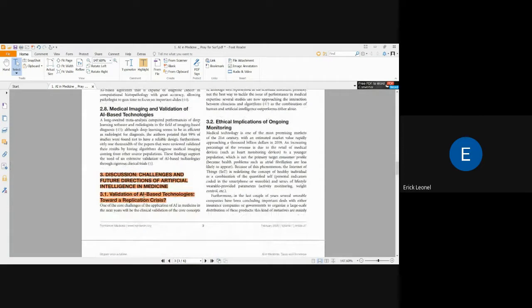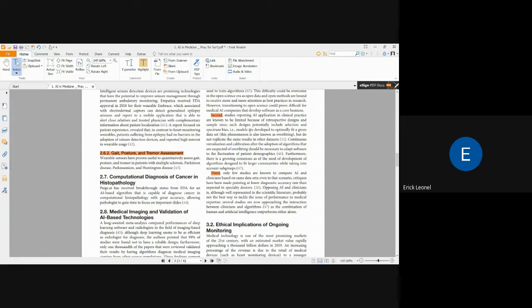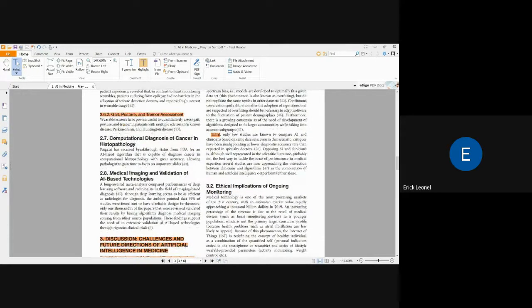Now we are going to talk about the challenges and future directions of AI in medicine. Although many studies have already shown the utility of AI, we mention three limitations as well as possible ways to overcome them. First of all, most of the studies comparing the efficiency of AI versus clinicians are found to be unreliable. This could be overcome in the open science era, as data and methods are bound to receive more and more attention as best practice in research. Second, AI application in clinical practice is known to be limited. With this in mind, continuous re-evaluation after the adoption of algorithms is necessary. Finally, only a few studies are known to compare AI and clinicians based on the same data set.